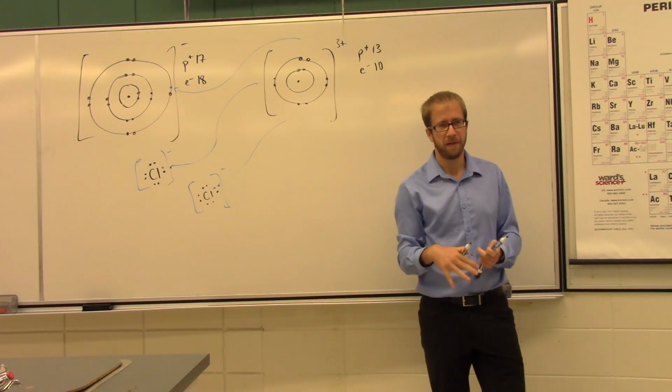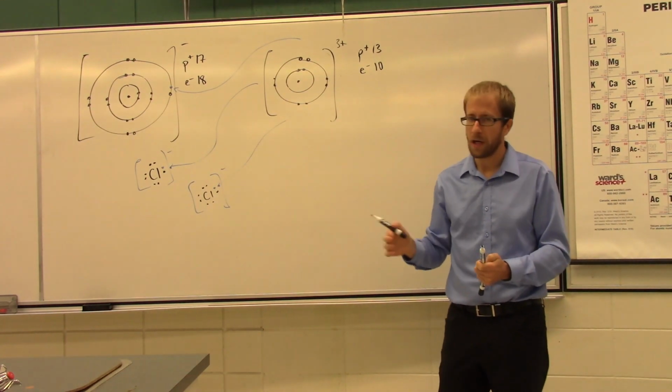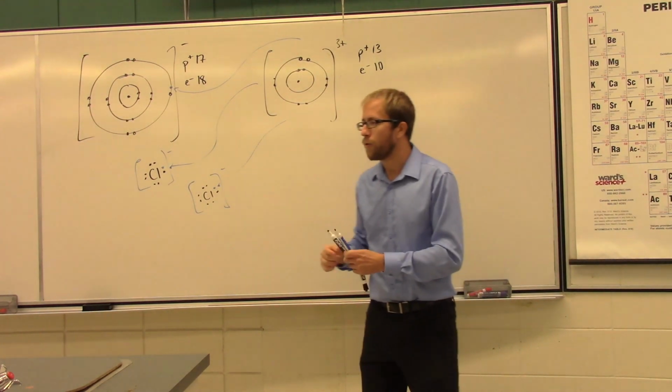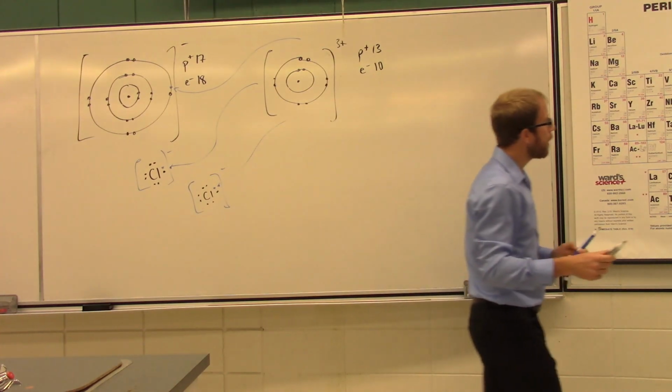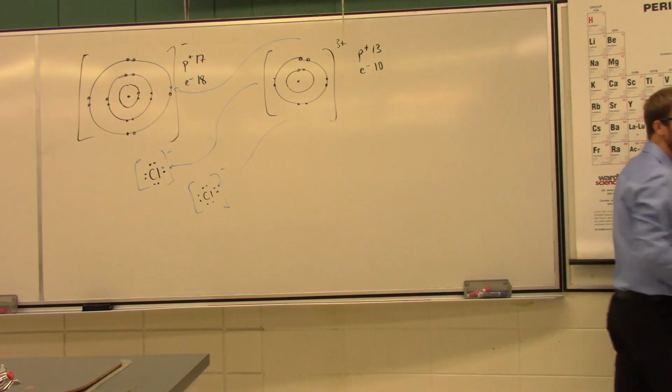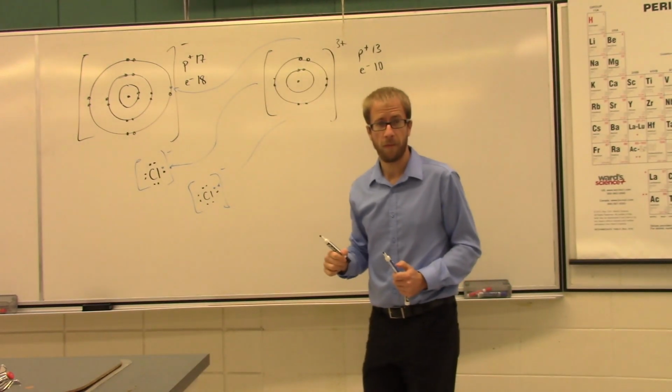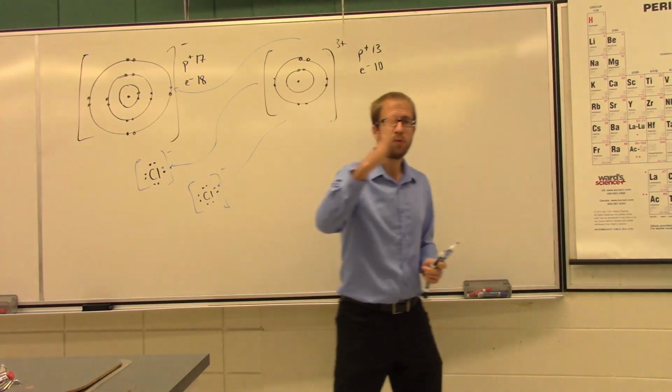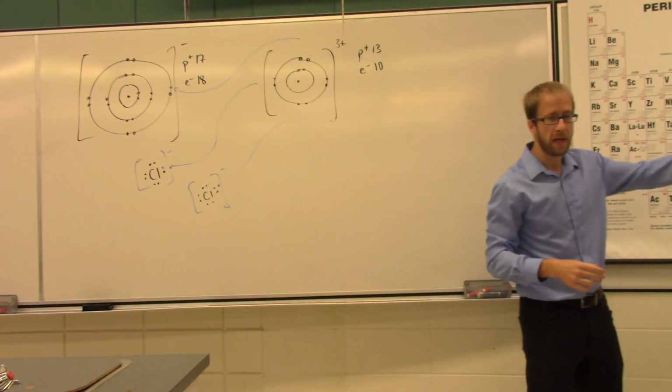To get a full outer shell of electrons. And remember, atoms are lazy. So if you have less than 4 valence electrons, what are you going to do? You are going to lose electrons to look like your nearest noble gas.